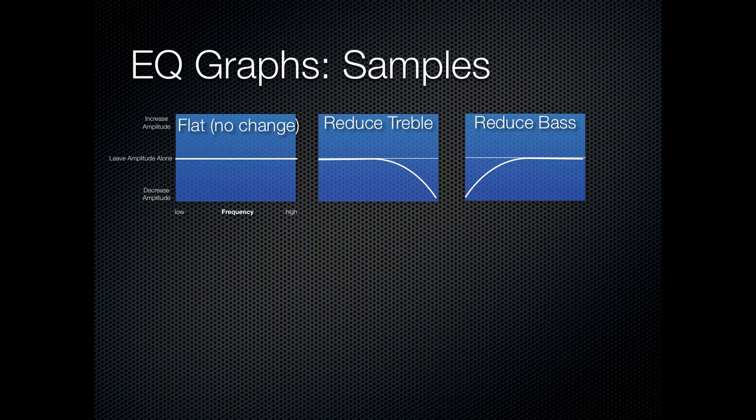Now, obviously, there's various degrees and amounts that you can reduce the treble or bass, and there's various points that you can set those curves to be at. We also need to look at two other things that you can do with filters. One is to reduce the mid-range, the area between treble and bass. One example of that sounds like this.